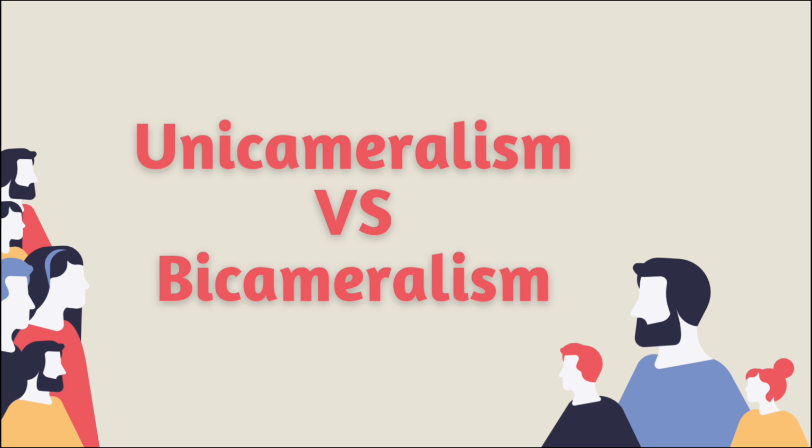Bicameralism provides checks and balances. If one house passes a rushed or flawed law, the other house can review it. It protects regional or minority interests, and encourages thorough debate as laws are reviewed by two groups of lawmakers.